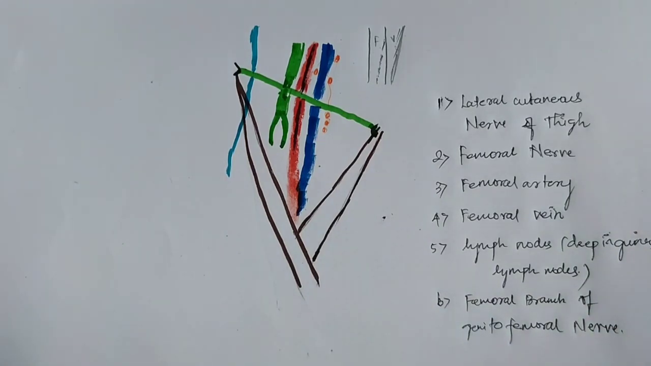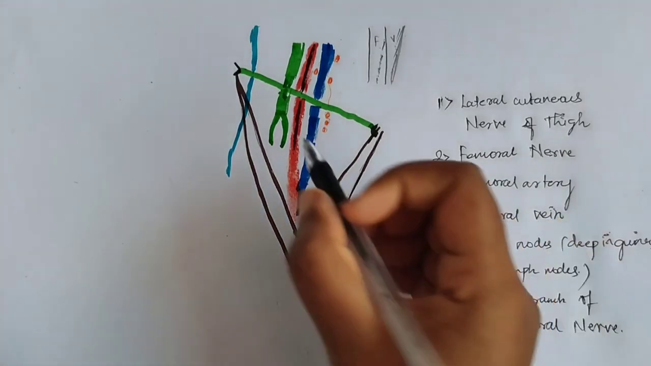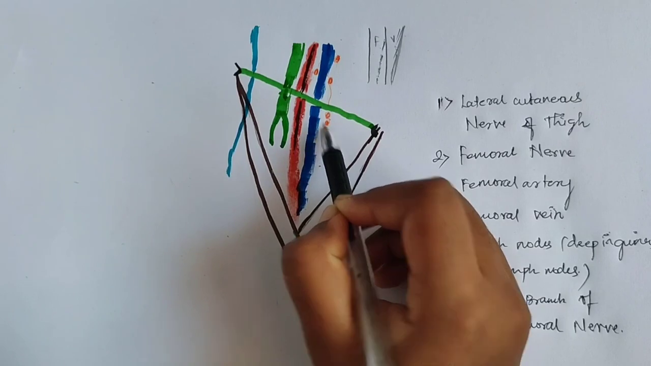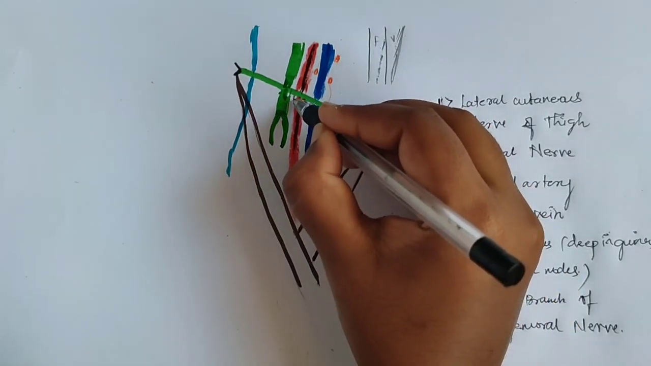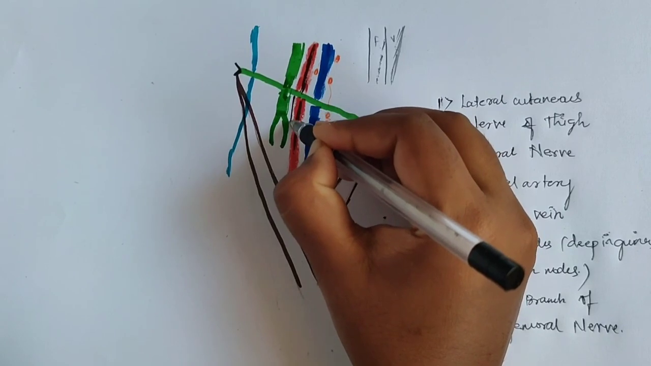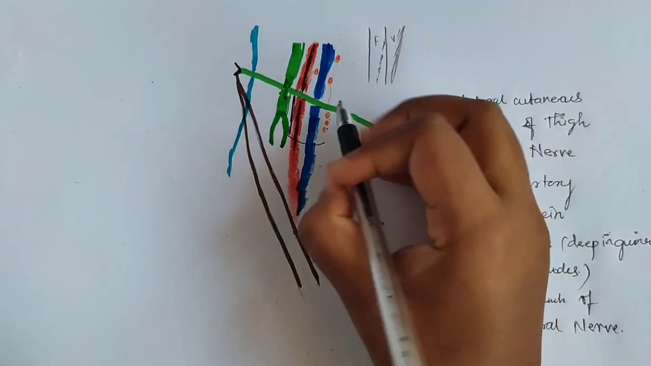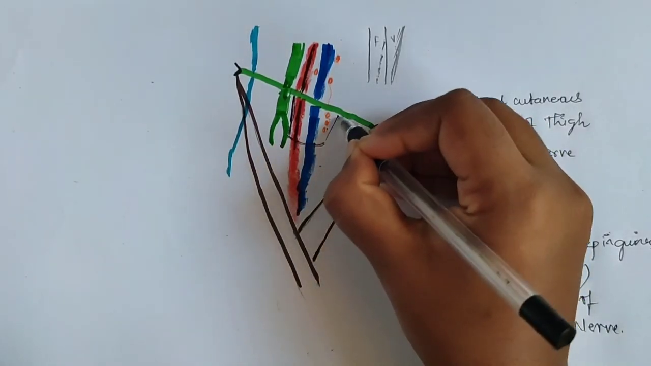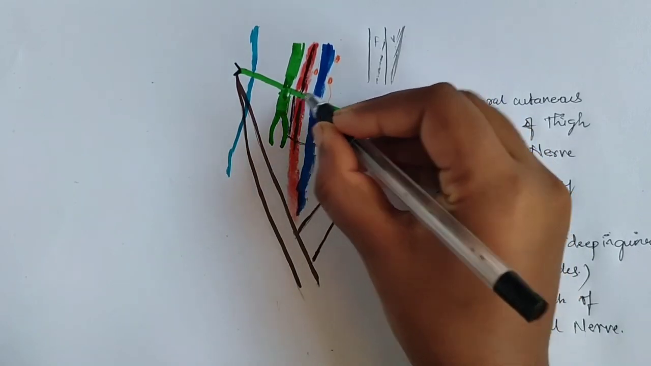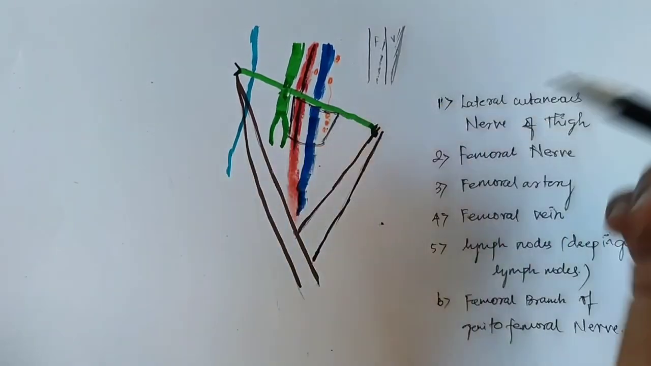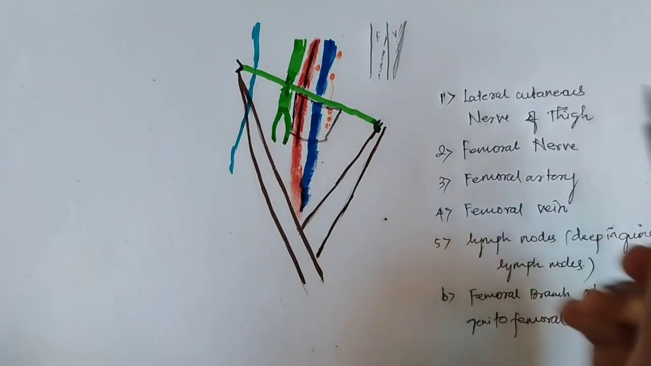And next thing you want to know is that the femoral artery, femoral vein and the deep inguinal nodes are surrounded by the femoral sheath.